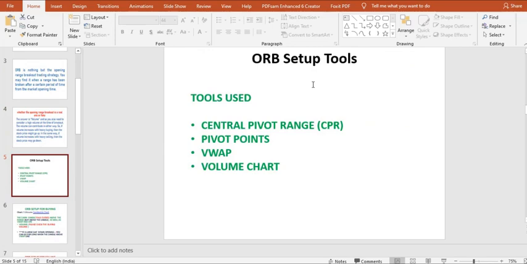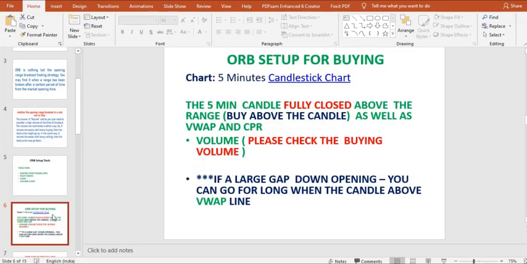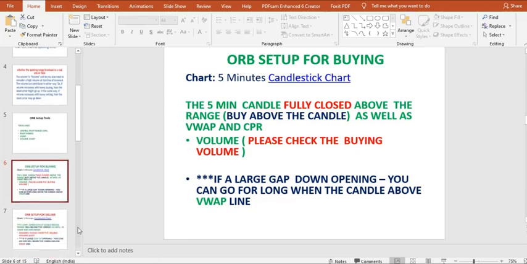In the strategy I am using, I use the CPR (central pivot range), pivot points, VWAP, as well as the volume chart. For the ORB setup for buying, I am using the 5-minute candlestick chart. The 5-minute candle should fully close above the range. Buy above the candle as well as the VWAP and CPR. Please check the buying volume. If there is a large gap down opening, we can go long with the candle above the VWAP line.